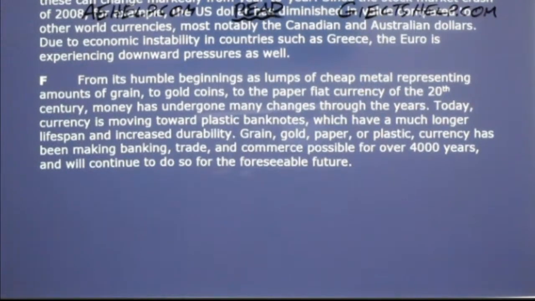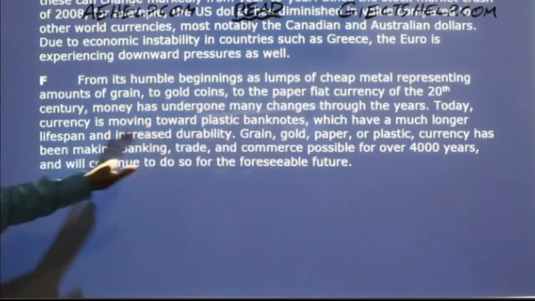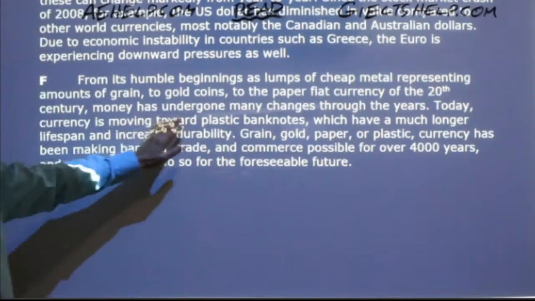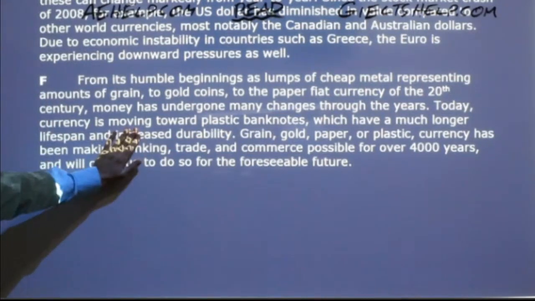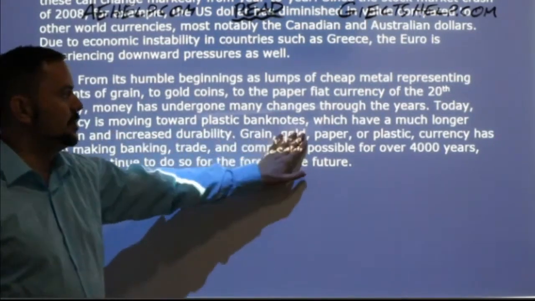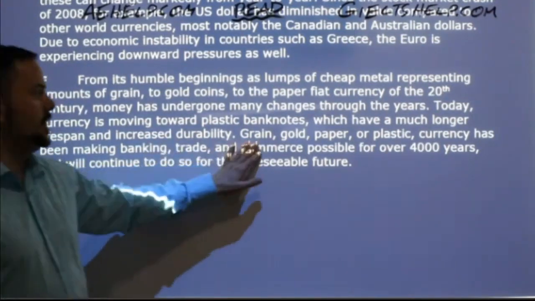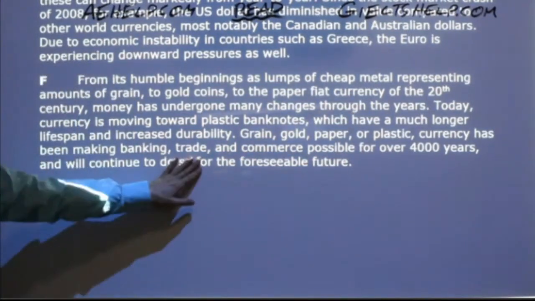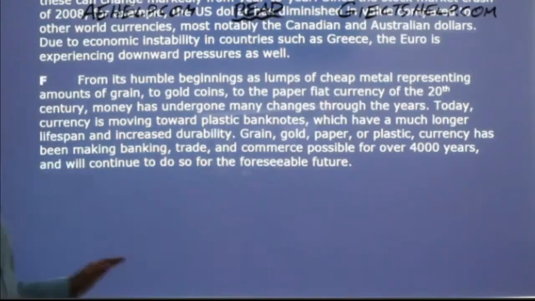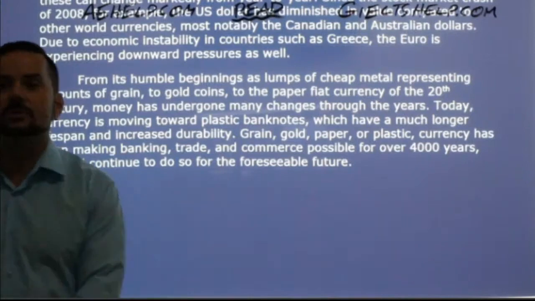From its humble beginnings as lumps of cheap metal representing amounts of grain, to gold coins, to the paper fiat currency of the 20th century, money has undergone many changes through the years. Today, currency is moving toward plastic banknotes, which have a much longer lifespan and increased durability. Grain, gold, paper, or plastic currency has been making banking, trade, and commerce possible for over 4,000 years and will continue to do so for the foreseeable future.